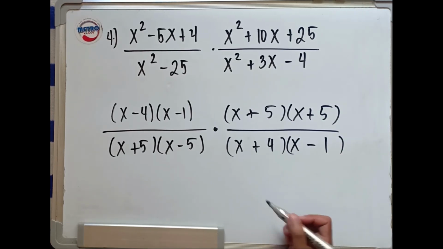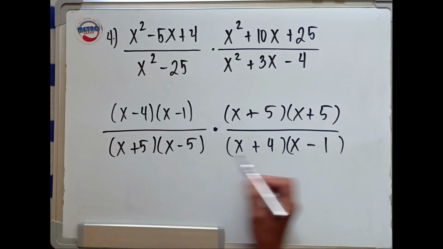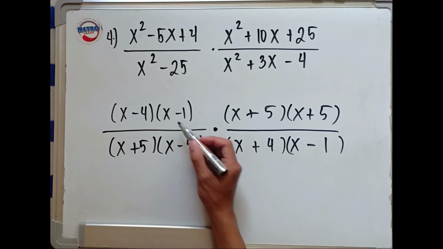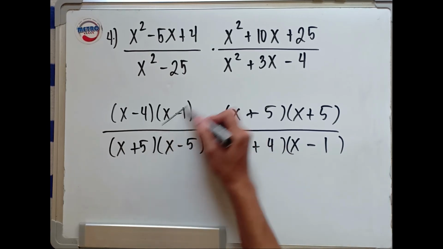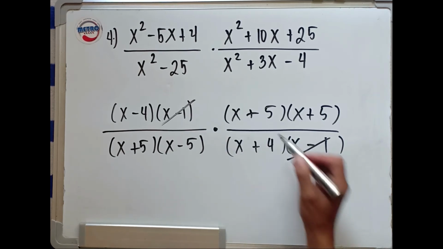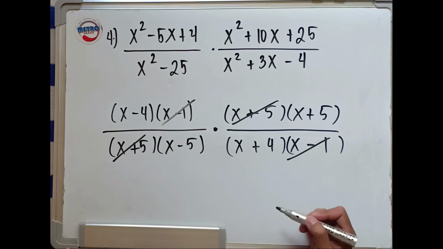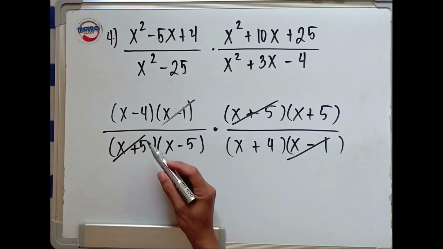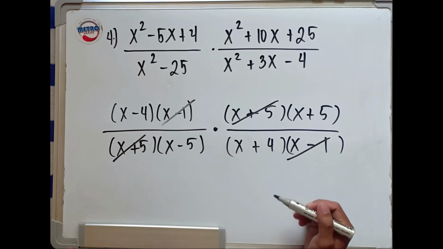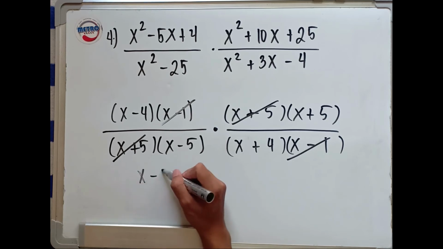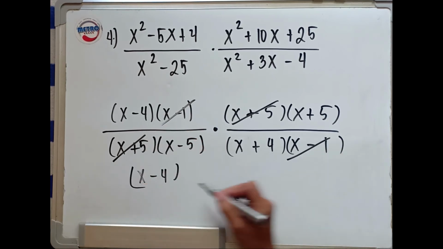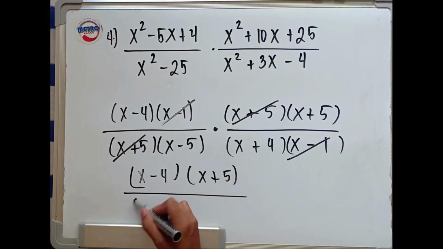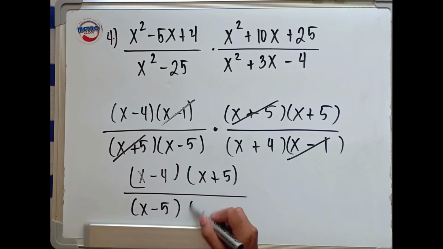You have to check if there are factors on the top and bottom that are common. x minus 1 is common on this, so we can cancel this already. Also x plus 5. Then, if there's no common factor remaining on the top and bottom, we're going to copy the rest. So we have x minus 4 and x plus 5 for our numerator. And for our denominator, we have x minus 5 and x plus 4.